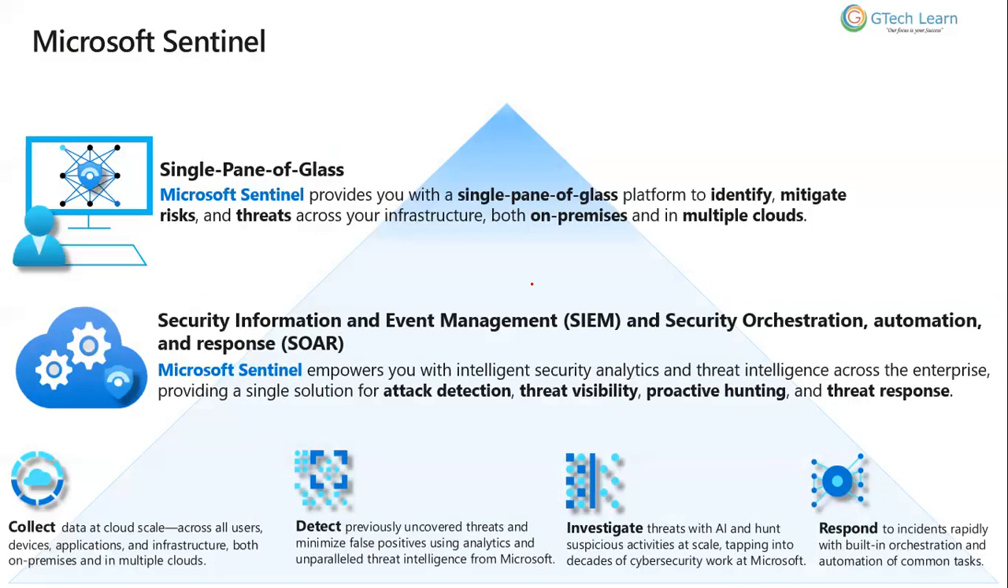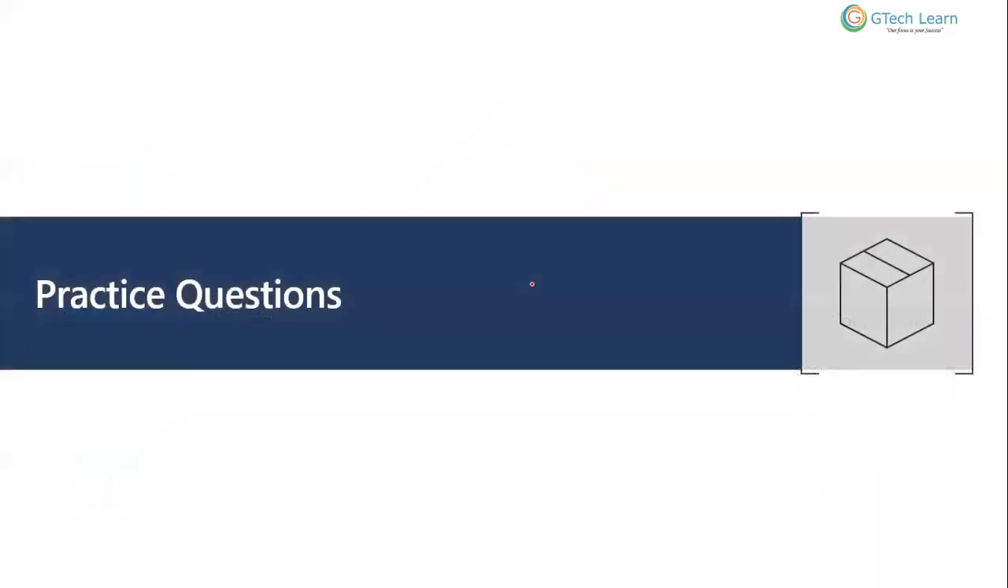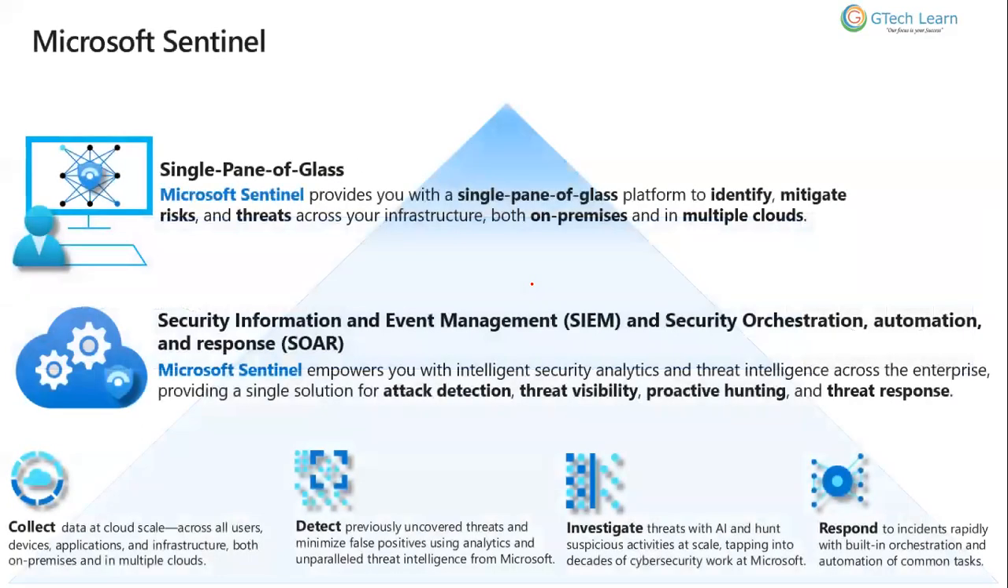Microsoft. And accordingly, if any threat is found, it will investigate the threat with the AI capabilities of Microsoft, hunt the different suspicious activities, and respond to the different threats, and the incidents are rapidly orchestrated and automated with common tasks. So we have multiple options present in Microsoft Sentinel as well. That's okay. So that is a brief about Microsoft Sentinel.